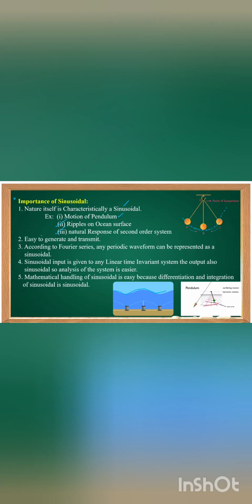Another reason: it is easy to generate and transmit. According to the Fourier series, any periodic waveform can be represented as a sinusoidal function. Take any non-sinusoidal waveform, for example a square waveform. If you apply the Fourier series to this waveform, you have to separate the harmonics and the fundamental. The fundamental is a sine wave, and even the harmonics are sine waves, but at multiples of the frequency.